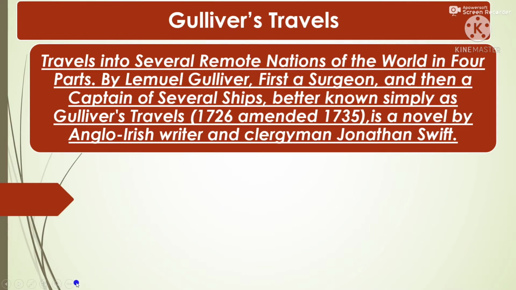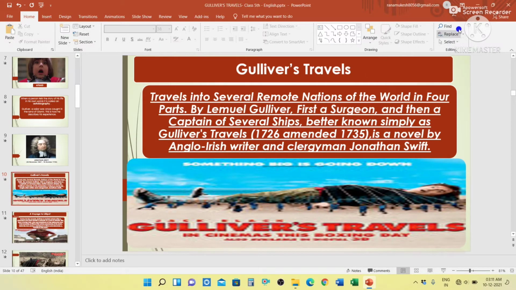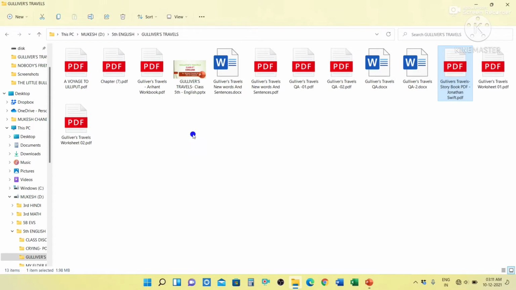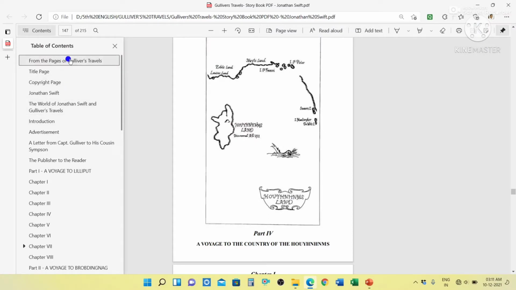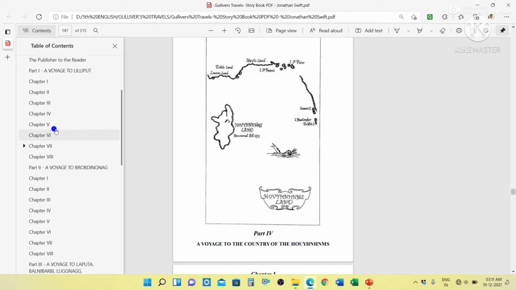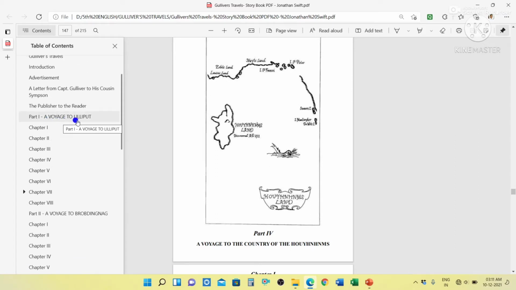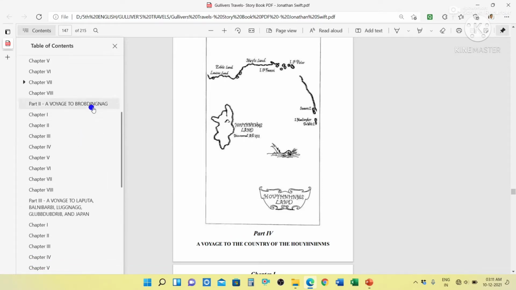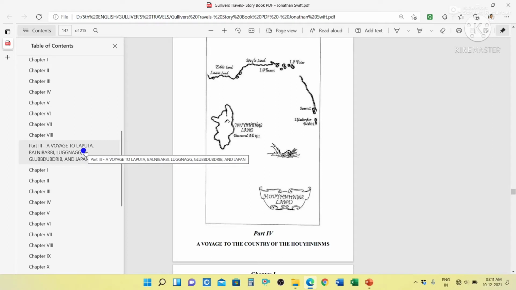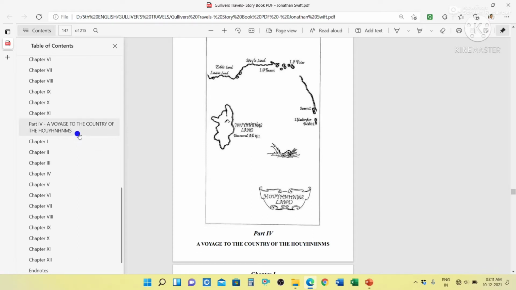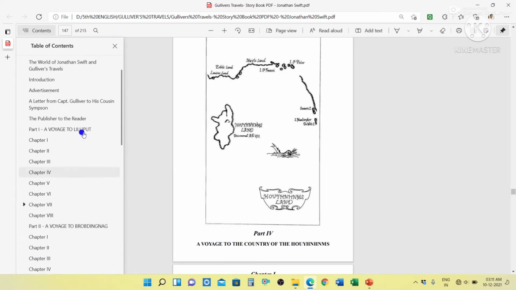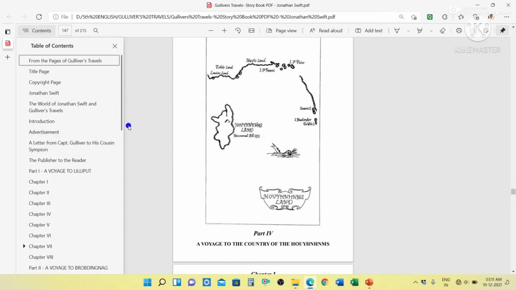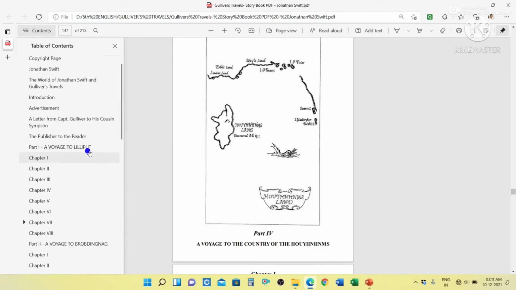Okay, here you can see the novel by Jonathan Swift. You can see the table of contents, divided into four parts. Part 1, a voyage to Lilliput. Part 2, a voyage to Brobdingnag. Part 3, a voyage to Laputa, Balnibarbi, Luggnagg, Glubbdubdrib, and Japan. And part 4, a voyage to the country of the Houyhnhnms. So Gulliver traveled to different parts of the world, and all those travels are divided into 4 parts.